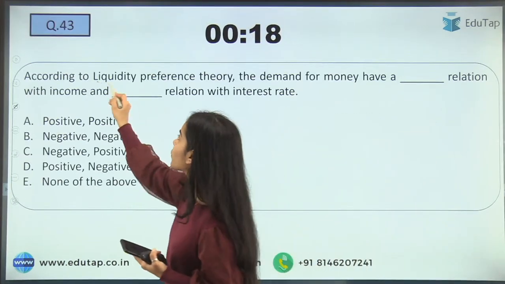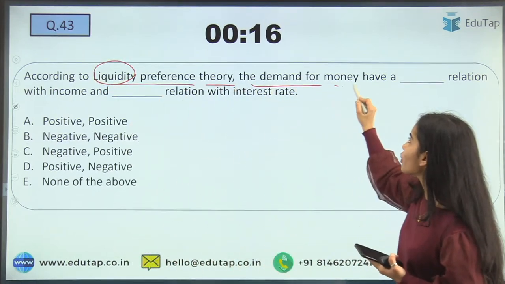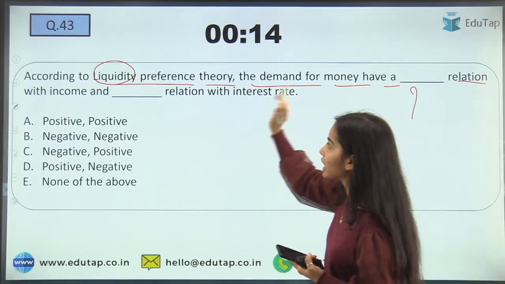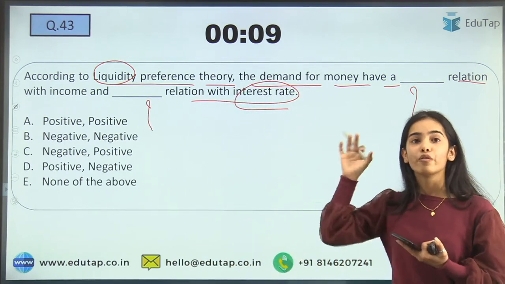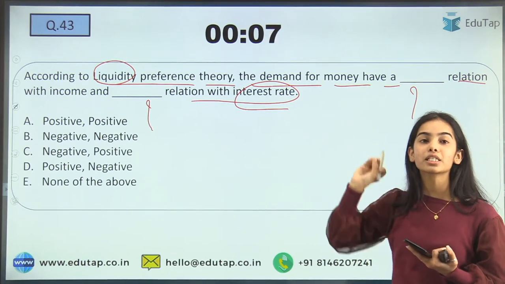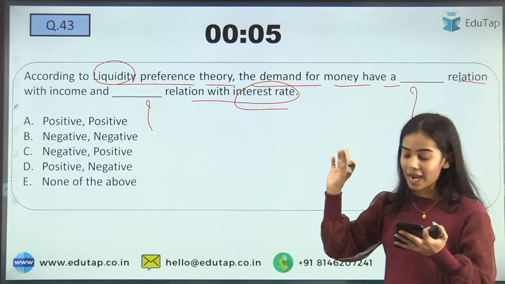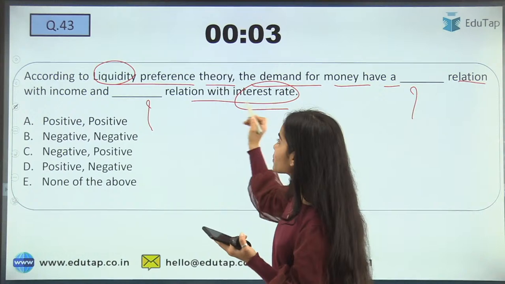Next is, according to liquidity preference theory, the demand for money has a dash relation with income and dash relation with interest rate. So you have to tell, according to Keynes, which relation is between income and demand for money and between the interest rate and demand for money.